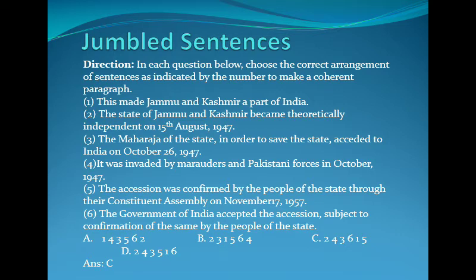Next, after statement number 6, we go to statement number 1. Now, in statement number 6, Government of India accepted the accession subject to confirmation of the same by the people of the state. What happened after this? Because of this accession, this made Jammu and Kashmir a part of India. So the logical flow is maintained there too. Okay? And then finally you have the 5th point, which says the accession was confirmed by the people of the state through their Constituent Assembly on November 17, 1957, which is 10 years later.